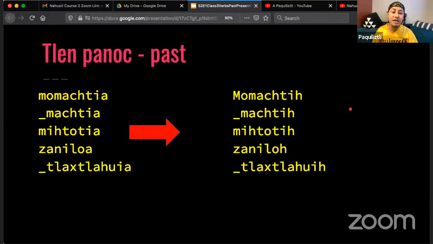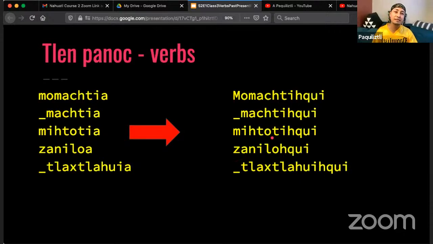And this other form, which is momachti, machti, mihtoti, sanilo, tlaxtlawi, this form is valid in the Huasteca, but it's also valid in other varieties of Nahuatl. So this has a wider use. But either way, whichever one you use, the other speakers will still understand you because Huasteca has a lot of speakers and they generally can understand Huasteca Nahuatl with no problem. So you can use either one of them.